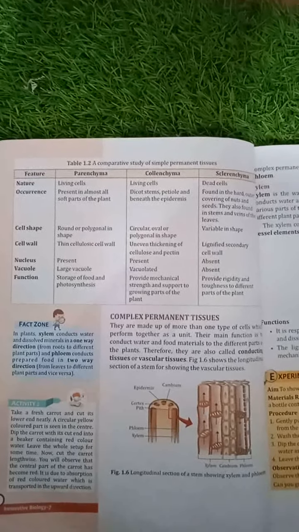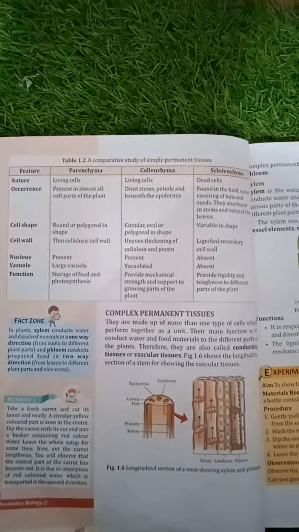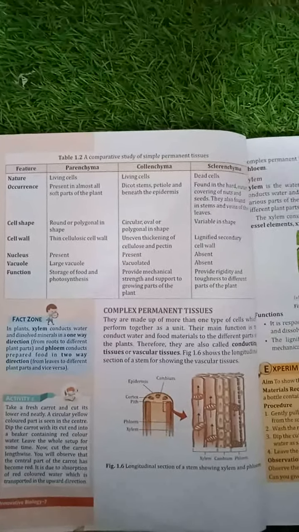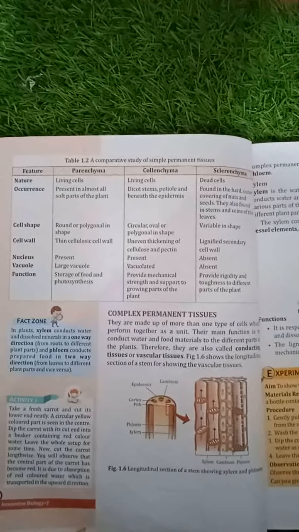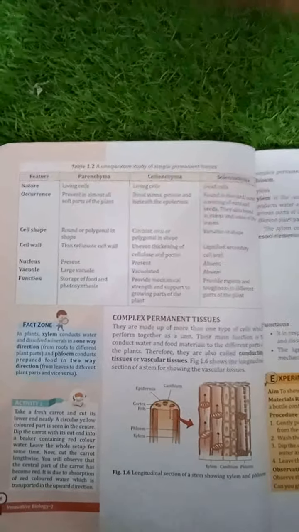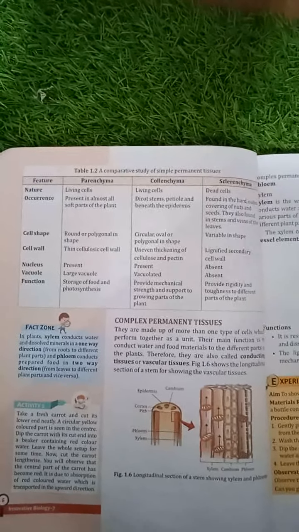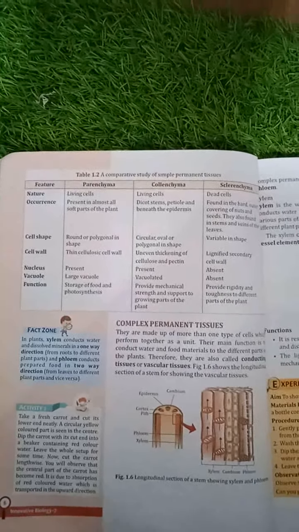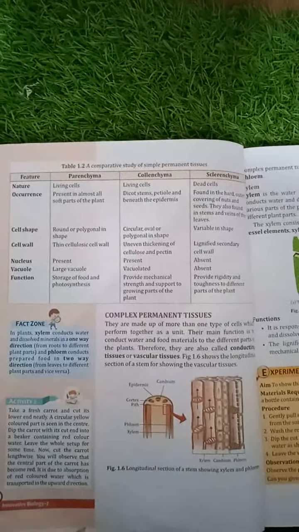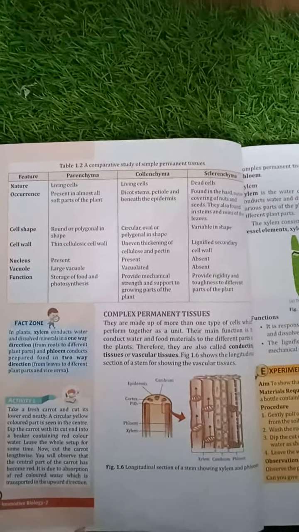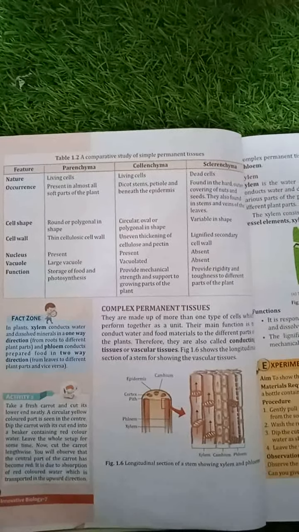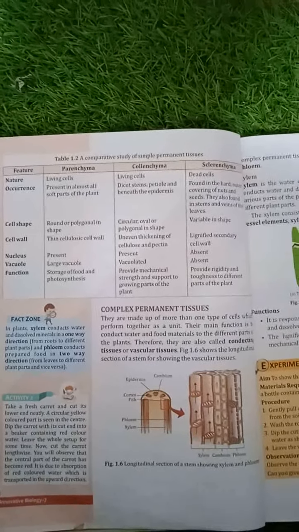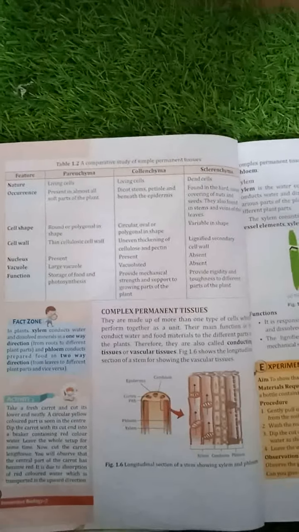On the basis of nature, parenchyma are living cells, collenchyma are also living cells, but sclerenchyma are dead cells. Then on the basis of occurrence, parenchyma are present in almost all the soft parts of the plant, like soft leaves and soft stems. Then collenchyma are present in dicot stems, petiole and beneath the epidermis. So you just have to remember they are found below the epidermis of the plant.